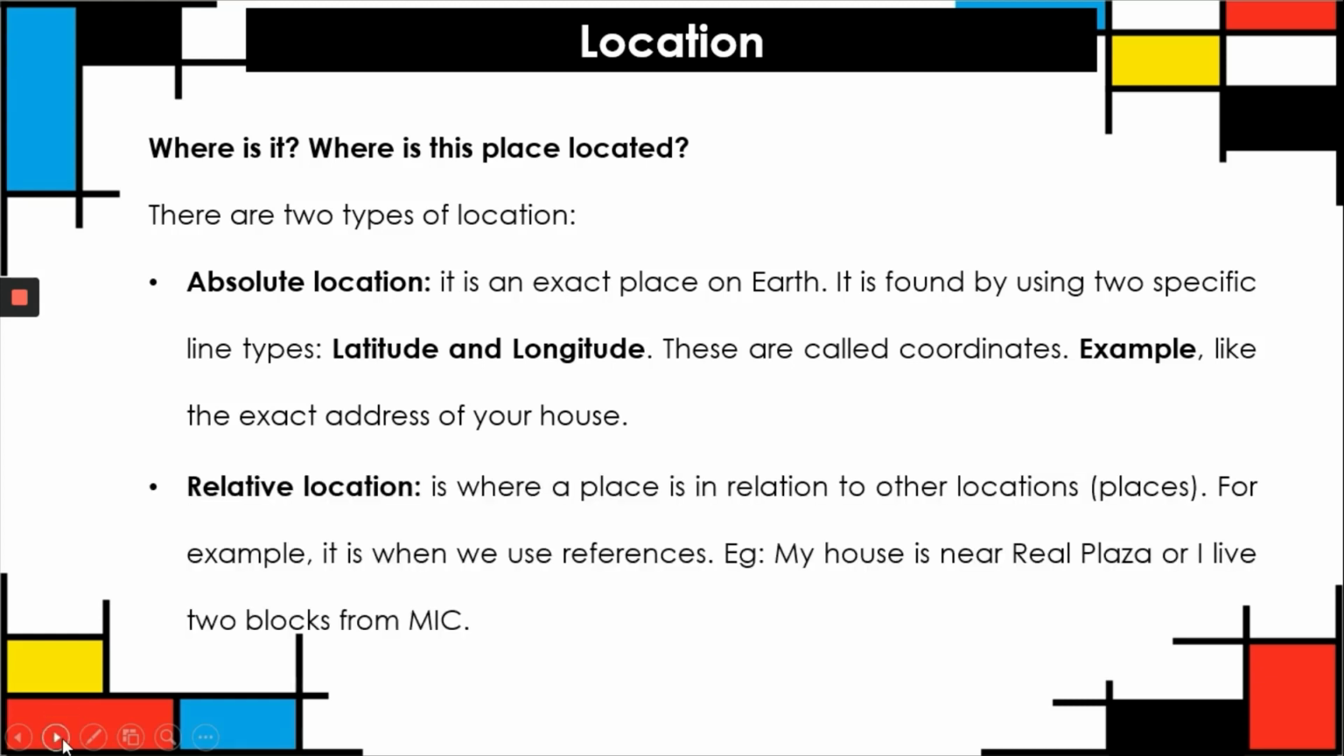The second type is relative location. This is where a place is in relation to other locations or other places. For example, it is when we use references. My house is near Real Plaza, or I live 2 blocks from Mick.